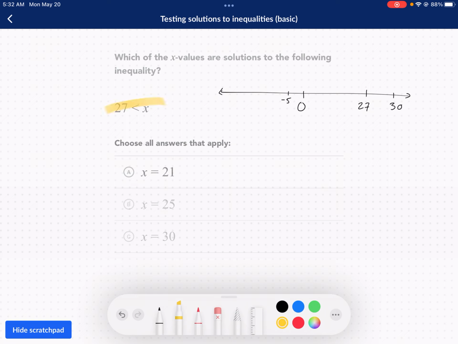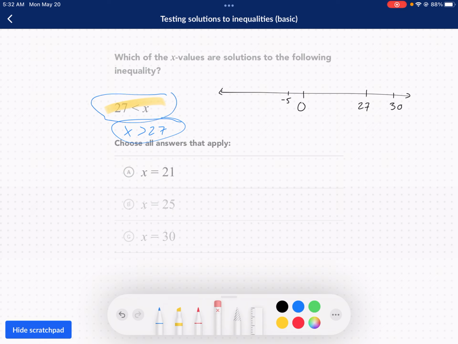So this is 27 is less than x. Oftentimes it's better to have the variable written first. So if you don't have the variable written first, I would like to encourage you to write it first until you're comfortable understanding inequalities.